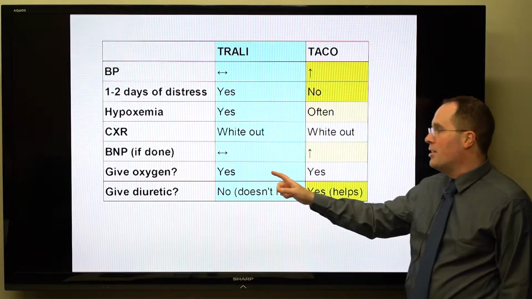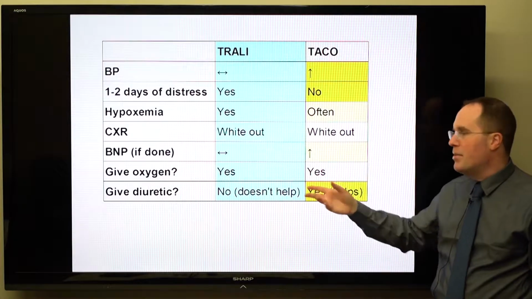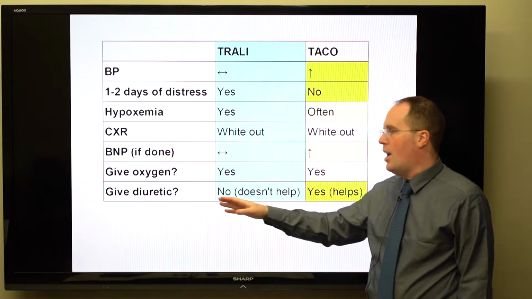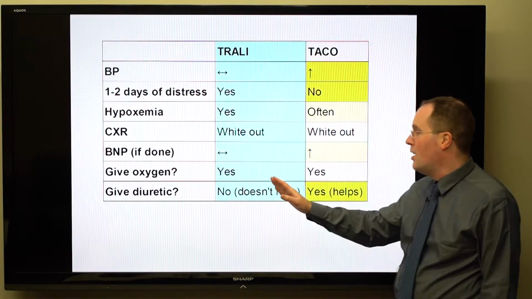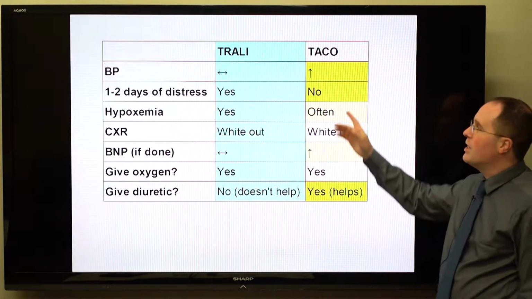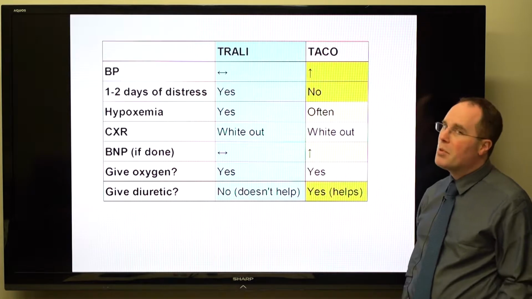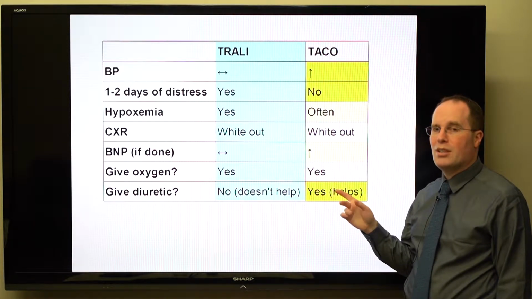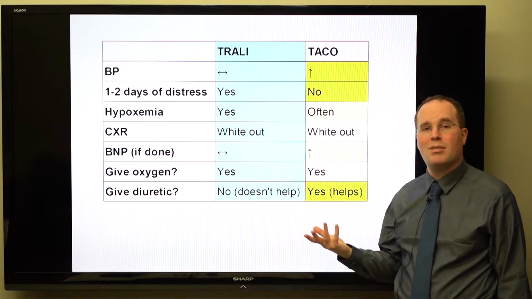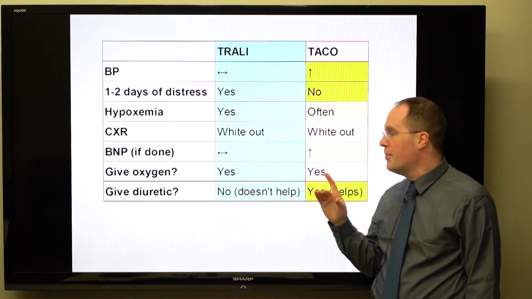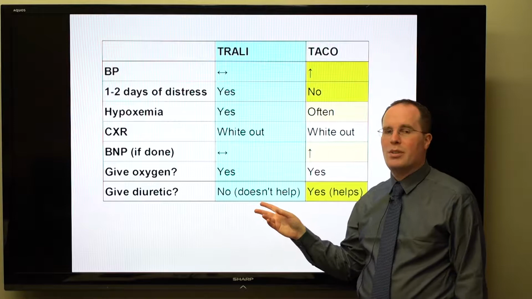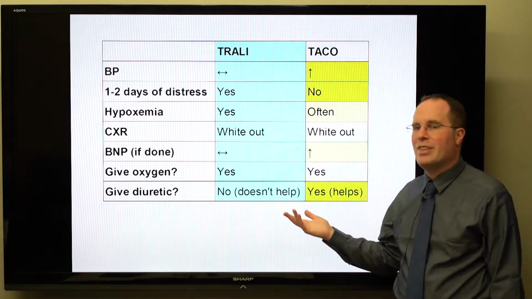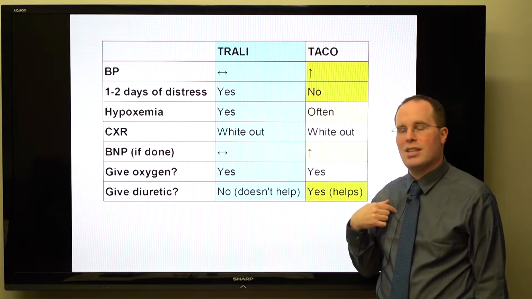Should you give oxygen? This is not so much a diagnosis, but a treatment. Yes, in both TRALI and TACO, you should give oxygen. And should you give a diuretic? Yes, in TACO. If you see a significant blood pressure increase, then you should give a diuretic to a patient with TACO because they need to get rid of this fluid. But you should not do it for TRALI. There's no reason to give a diuretic. Their volume status is okay. It's the lungs that are damaged.